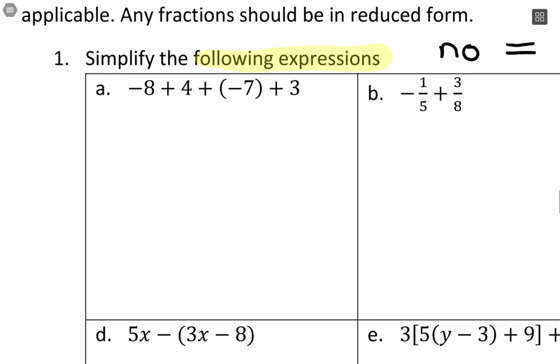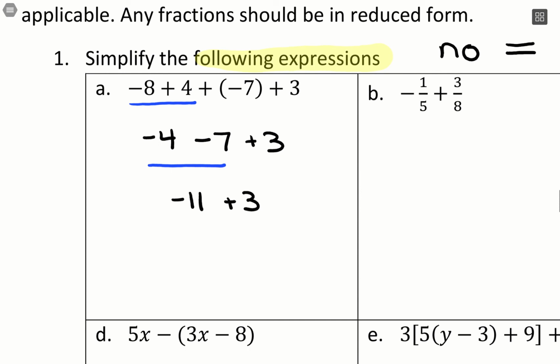So with this first one, it's all numbers. I do want to see your work with these. So what we're going to do is simplify. This is all addition, subtraction, so you just work left to right. We'll combine that -8 plus 4 first. So that's a -4. And this plus -7, you could leave it like that, or that does translate to a -7. Whichever makes more sense to you in simplifying, you can use it. -4 minus 7 is a -11, and then plus 3. And then combining those two, that would leave us with a -8.